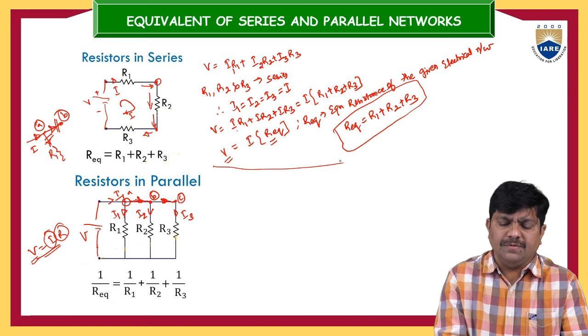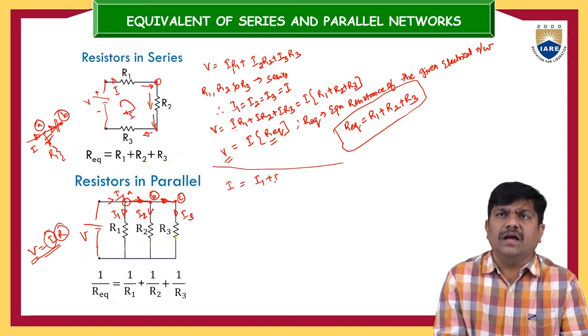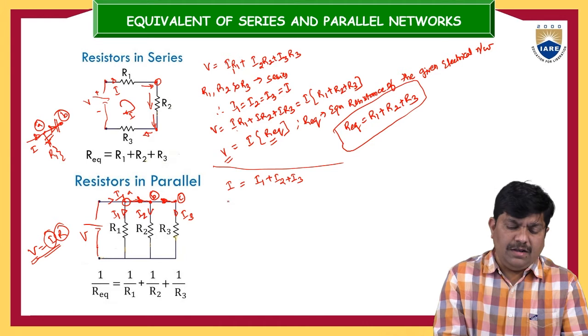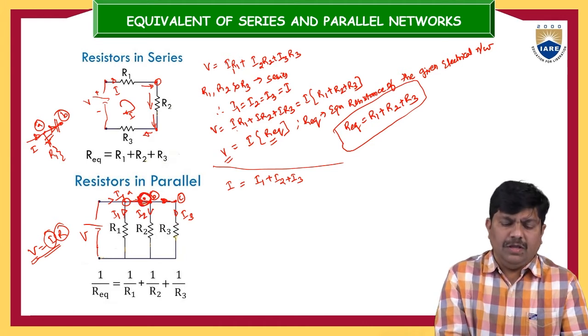So coming to this, it is very clear that I is equal to I1 plus I2 plus I3. That is the supply current, because I have applied KCL at a common point somewhere in between. So incoming current is I, outgoing currents are nothing but I1, I2, I3.